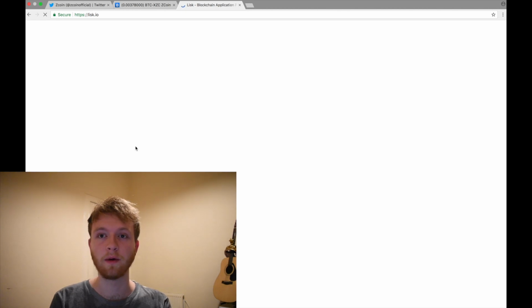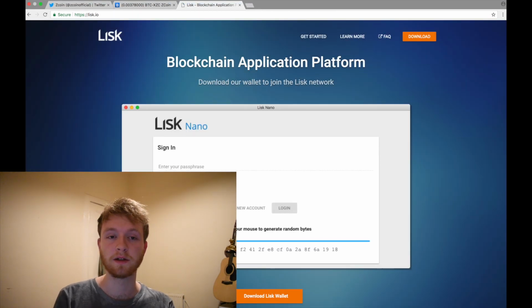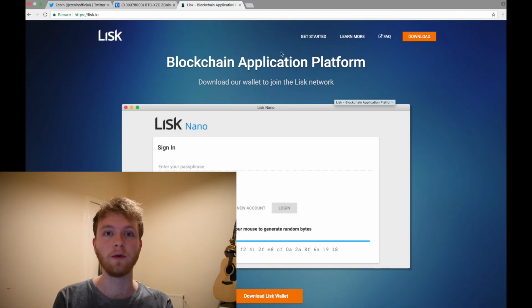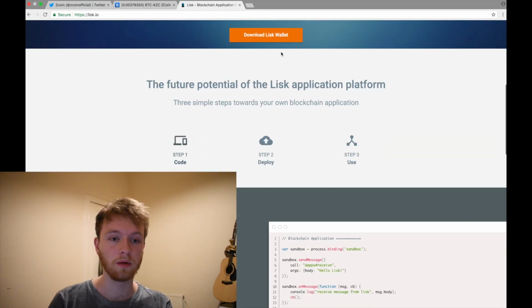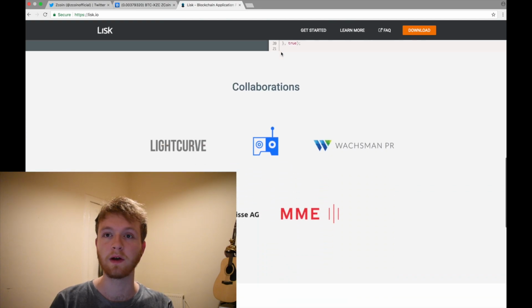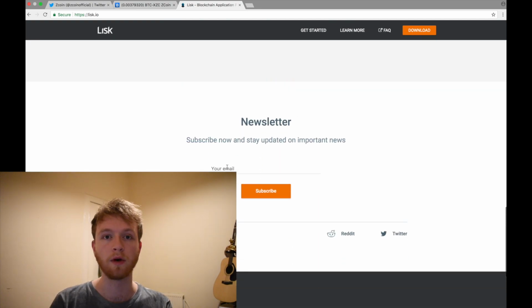Another few ways to find out about news or potential upcoming news is to subscribe to newsletters. So one of the more popular subscriptions that people often have is the list one. It's actually one of the few that I'm subscribed to. Here we go, the newsletter at the bottom. So what you do is just put your email address in and then subscribe.